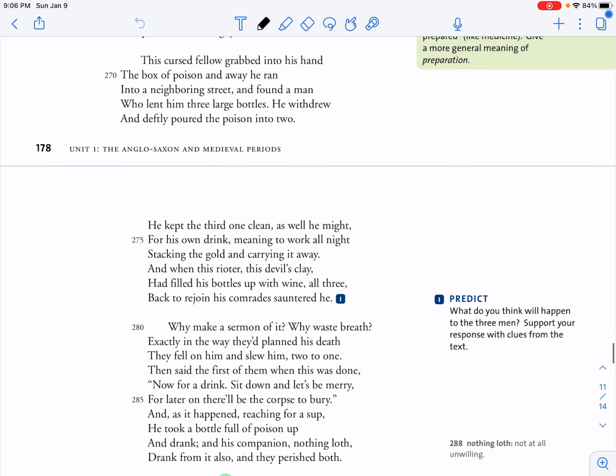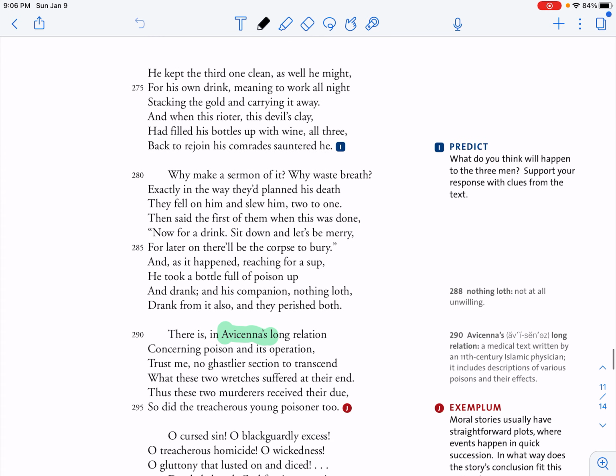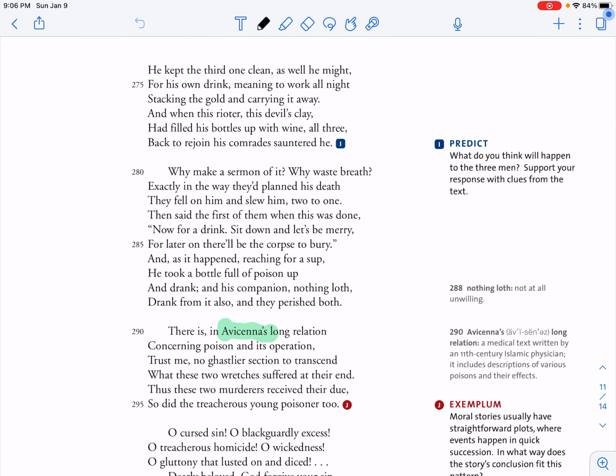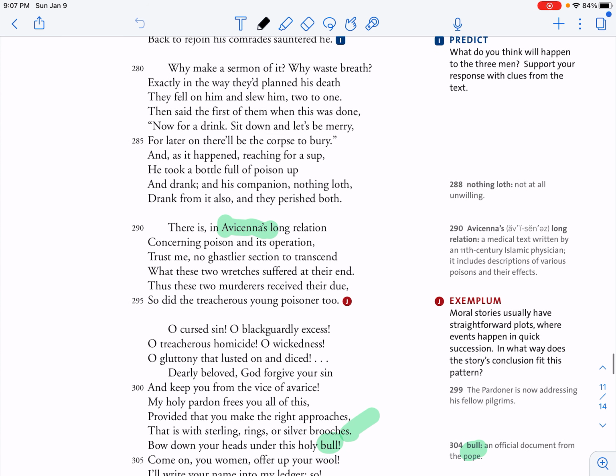So he's going to sell him a nice poison. This cursed fellow grabbed into his hand the box of poison, and away he ran into a neighboring street and found a man who lent him three large bottles. He withdrew and deftly poured the poison into two. He kept the third one clean, as well he might, for his own drink, meaning to work all night, stacking the gold and carrying it away. And when this rioter, this devil's clay, had filled his bottles up with wine, all three back to rejoin his comrades sauntered he.